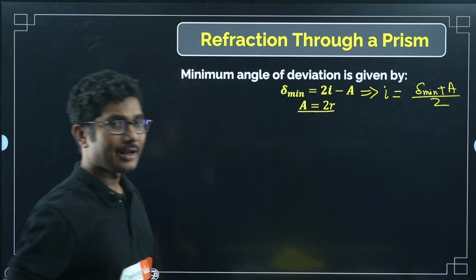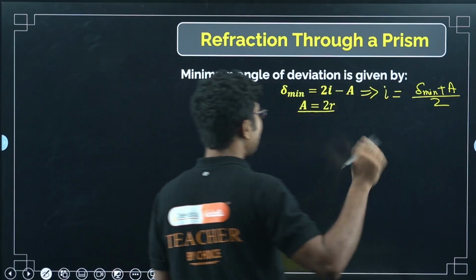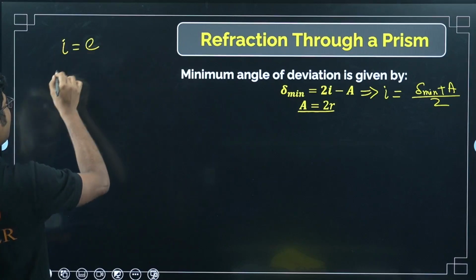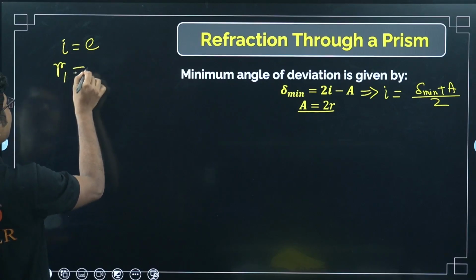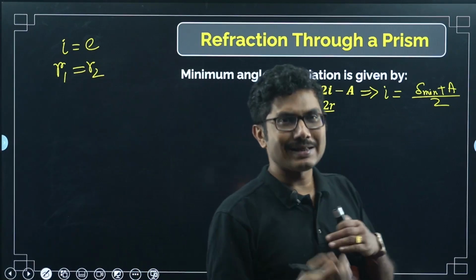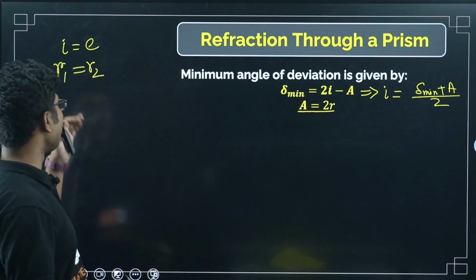This is the angle of refraction. Now in case of minimum deviation, we have seen that i is equal to e. Similarly, in case of minimum deviation, r1 should also be equal to r2, right? If the internal angles are the same, then only the external angles will be the same, no? So that is one logic.